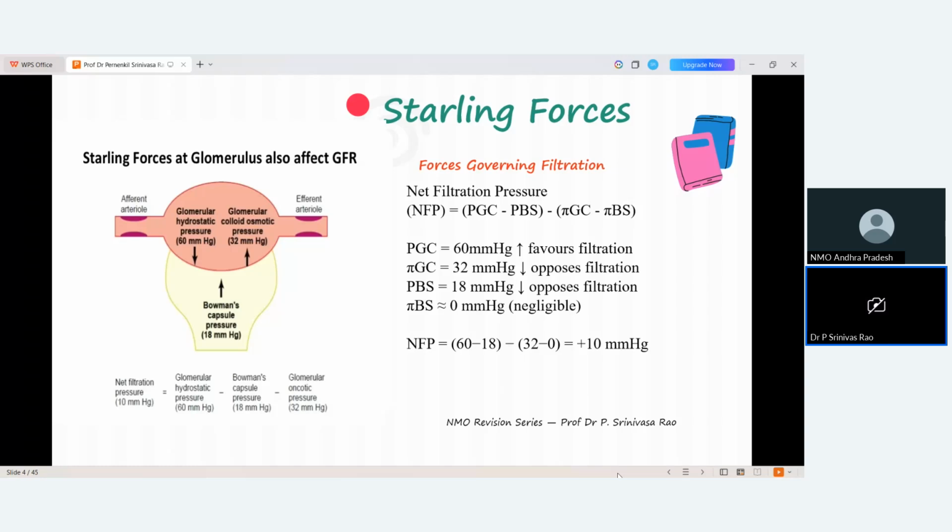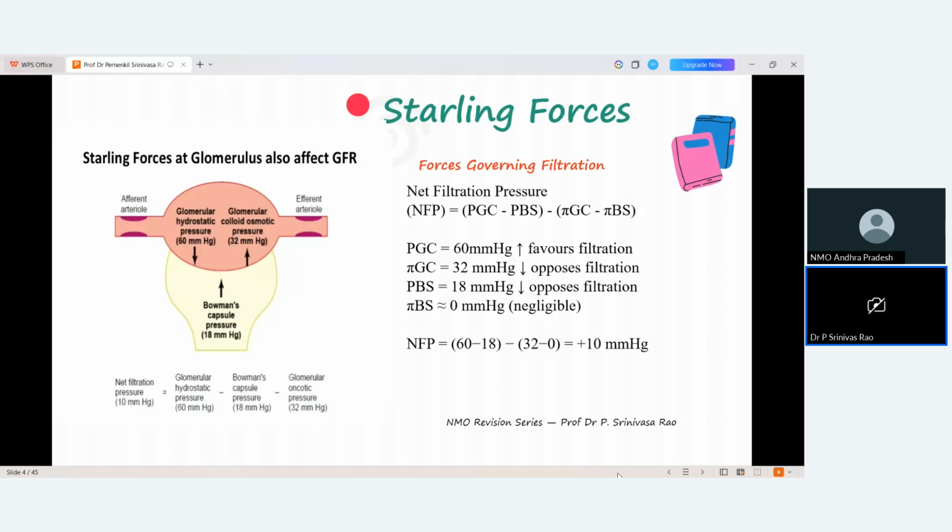So what are the three pressures? The hydrostatic pressure in the glomerular capillary, 60 millimeters of mercury, which favors filtration. Then the oncotic pressure in the glomerular capillaries, which opposes the filtration, normally 32. So the net filtration pressure, if you see, is 60 minus 18, because that is opposing the filtration, minus 32, that is equal to 10 millimeters of mercury. So what is the net filtration pressure if they ask? That is 10 millimeters of mercury. This can be given as a problem in your practicals also. So you have to remember this. These numbers are very important.